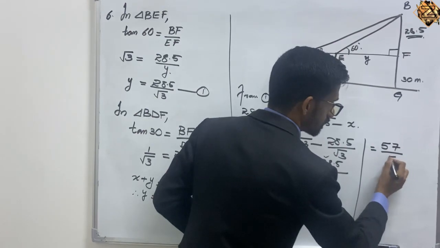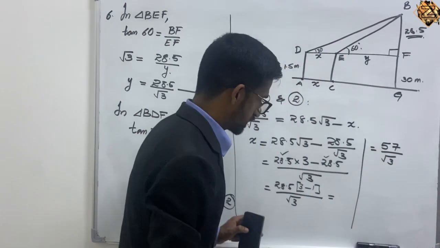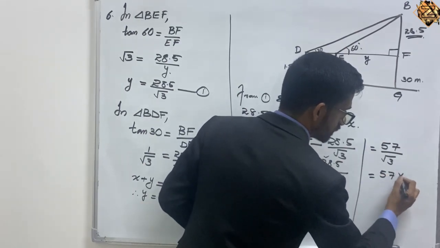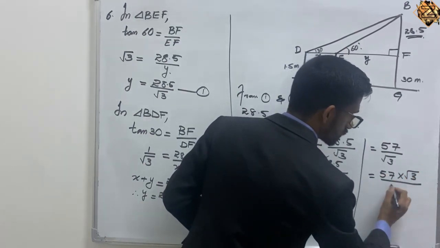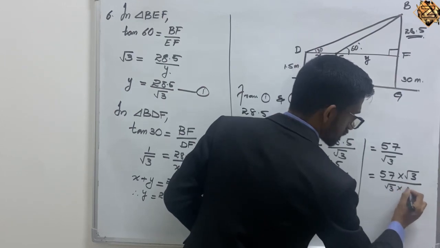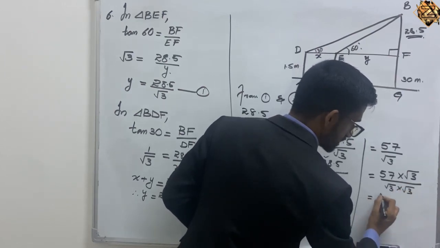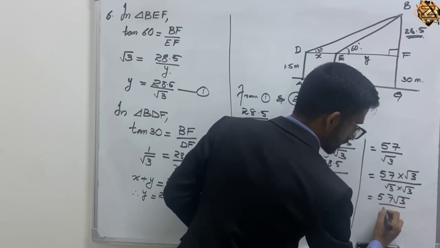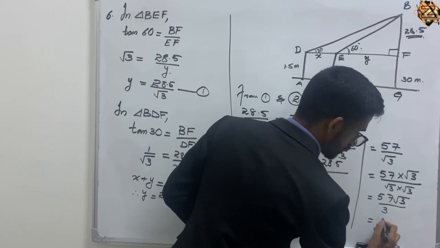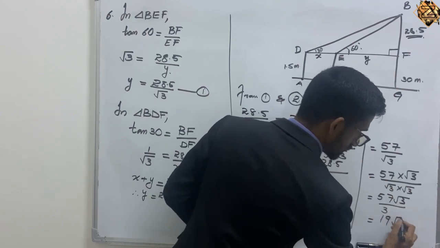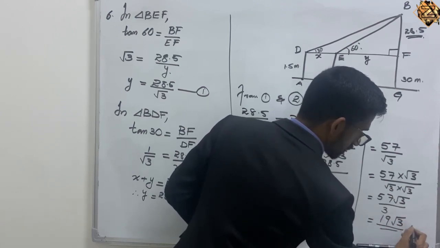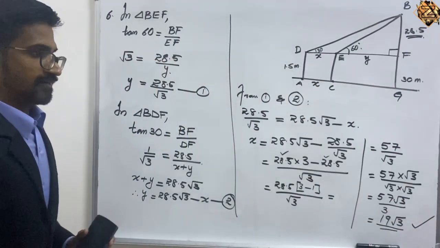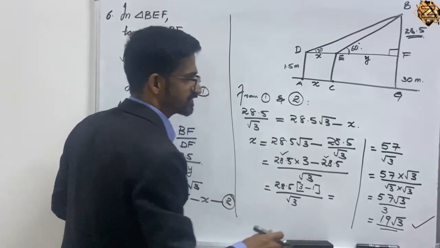Now here we can rationalize the denominator. So that is 57 into root 3 by root 3 into root 3, that is 57 root 3 by 3, which is equal to 19 root 3. Hope it is clear. Yeah, 19 root 3. Please take it to your notebook, students.